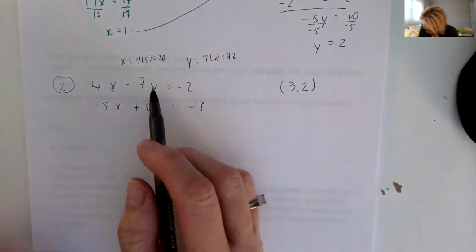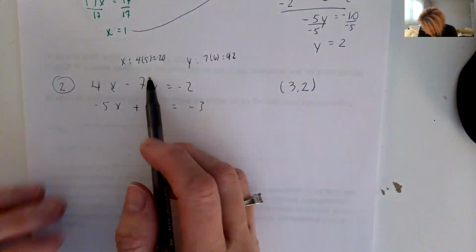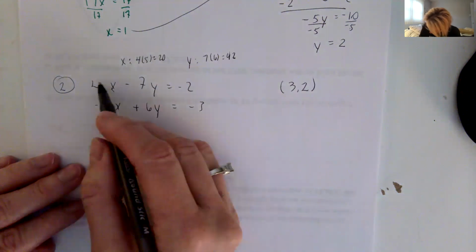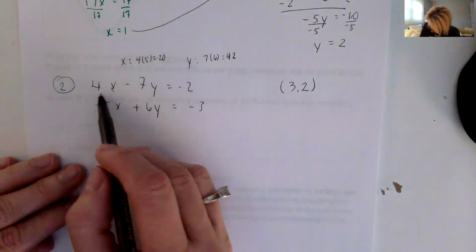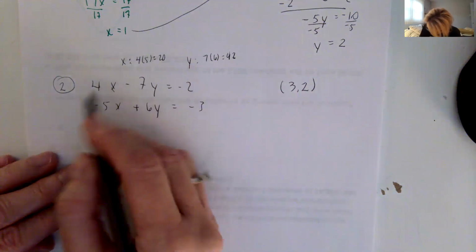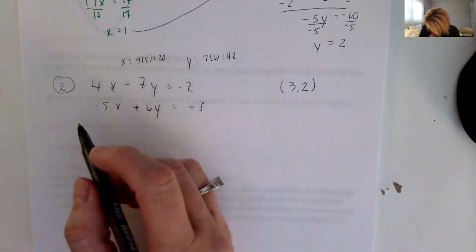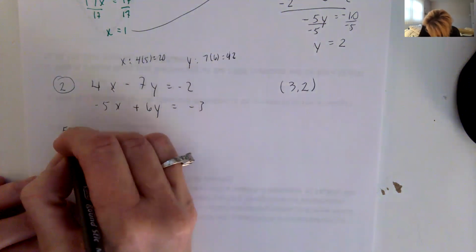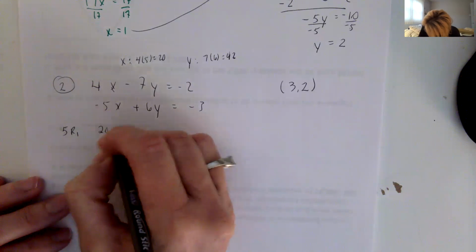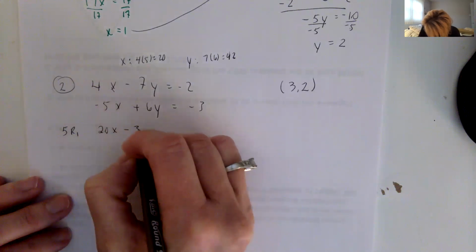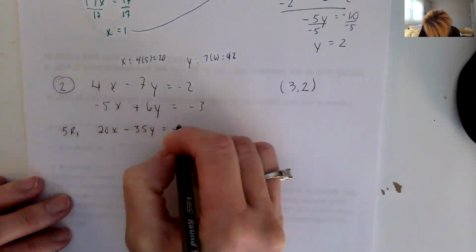I'm going to eliminate x. That means I have to multiply by the opposite. I have 4x, and they're already opposite signs, so we don't have to worry about that. So 5 times row 1 will give me 20x minus 35y equals a negative 10.